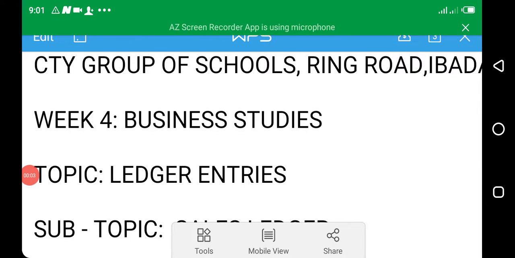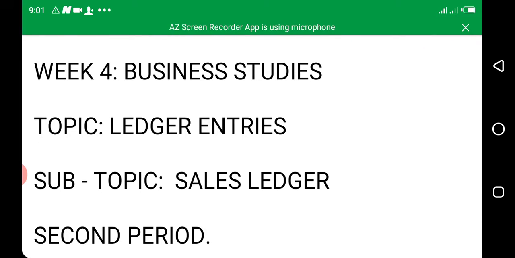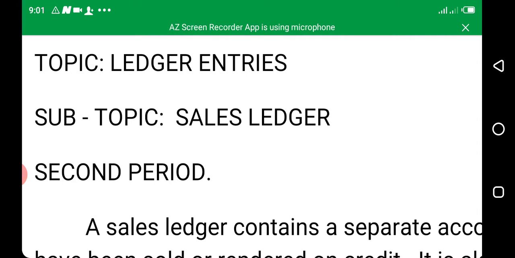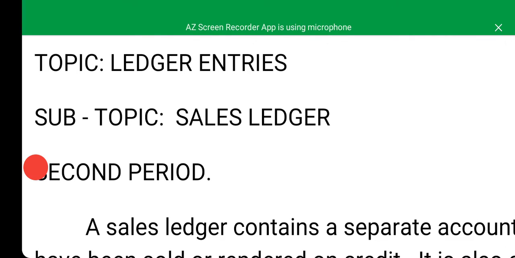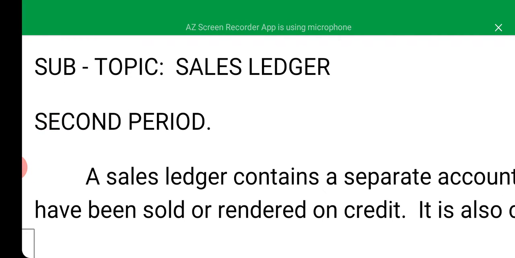Here we are again. Second period comments. Still Mrs. Akonde SA, Business Studies JS2 to be presented. And still on the topic, ledger entries. But this time around, we are going to talk about the sales and purchases ledgers, the types of ledger.